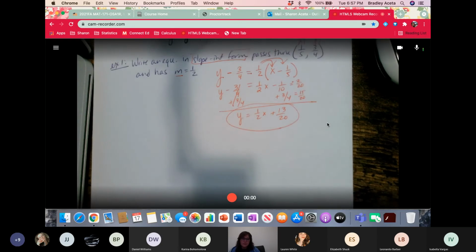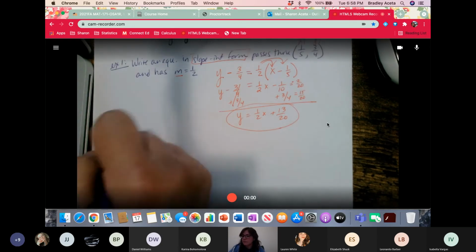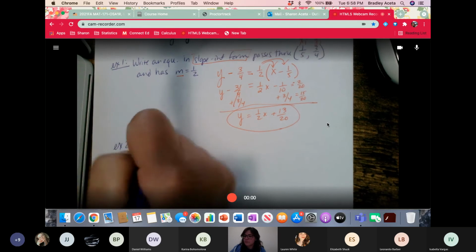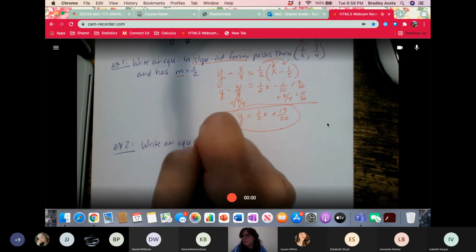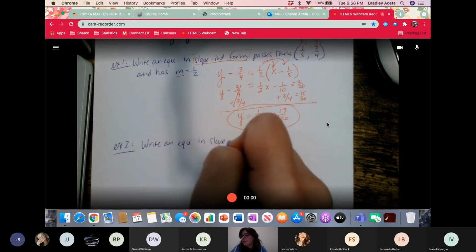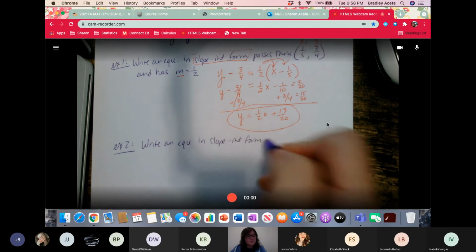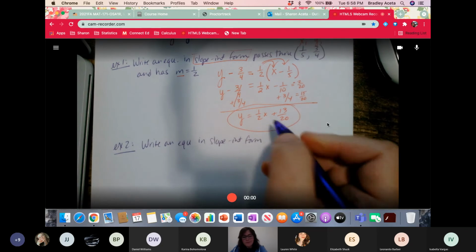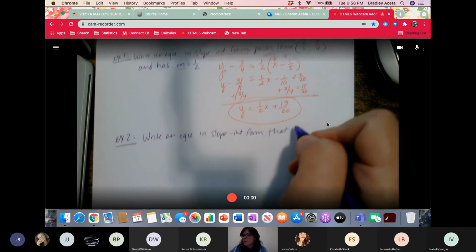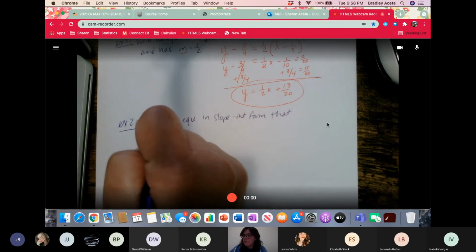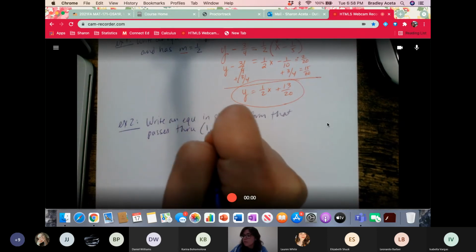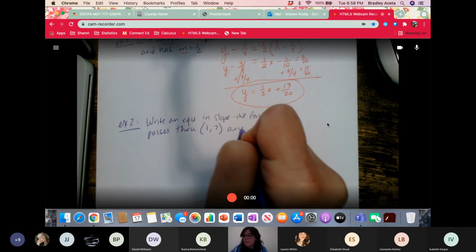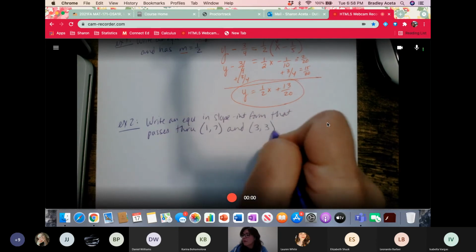Let's do another one. Same directions, write an equation in slope intercept form that passes through (1, 7) and (3, 3).